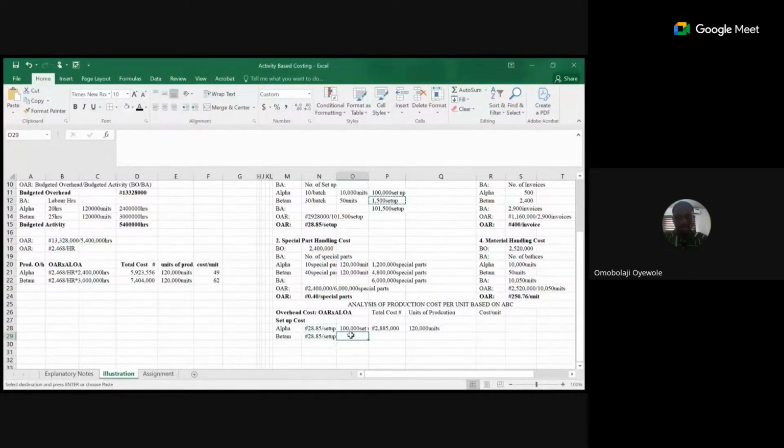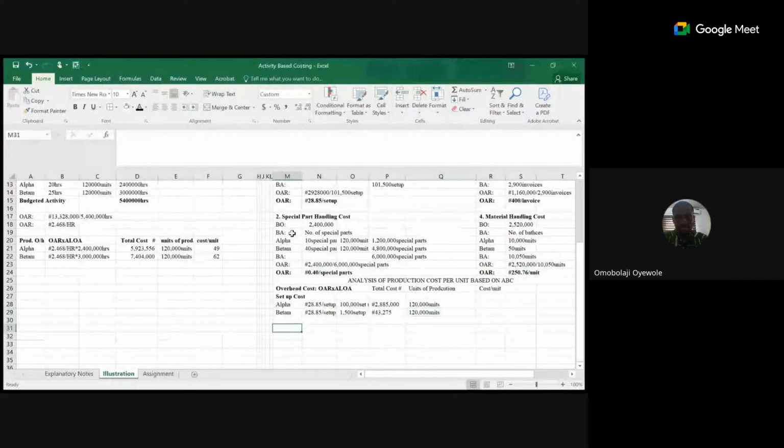Then this is for Betam. So let's calculate what will be the cost per unit. The total cost first. That's 28.85 multiplied by 1.5, that's 43,275. Then the units are what? 120,000 units. Yes, so that's how we go.